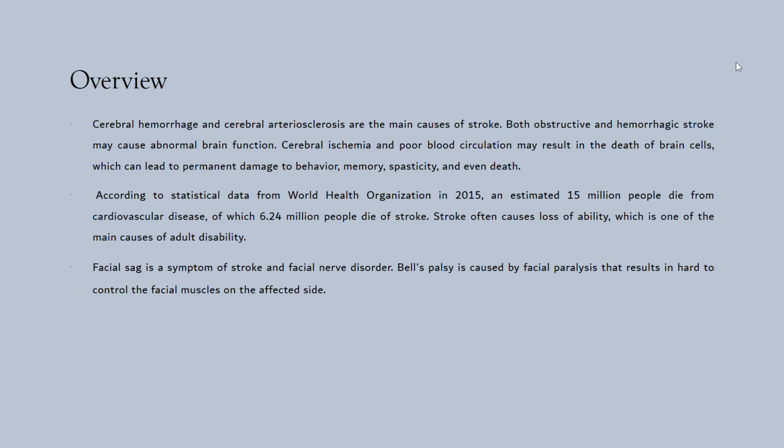Facial sag is one of the biggest symptoms when a person has a stroke. Its medical term is Bell's palsy, and Bell's palsy is caused by facial paralysis that results in difficulty controlling facial muscles on the affected side.